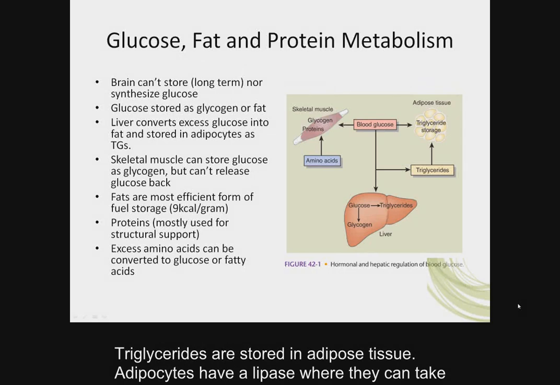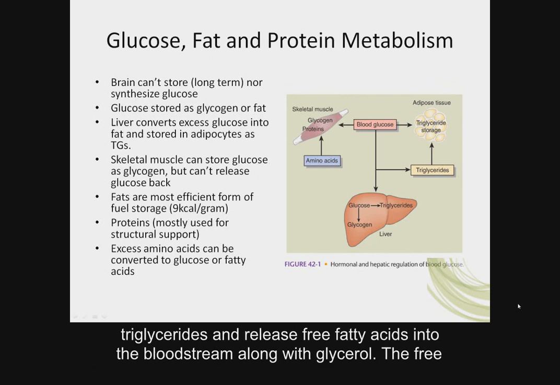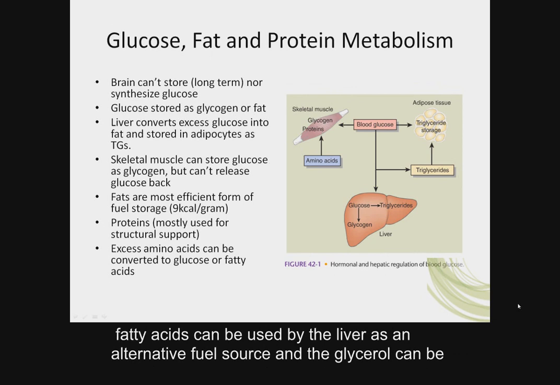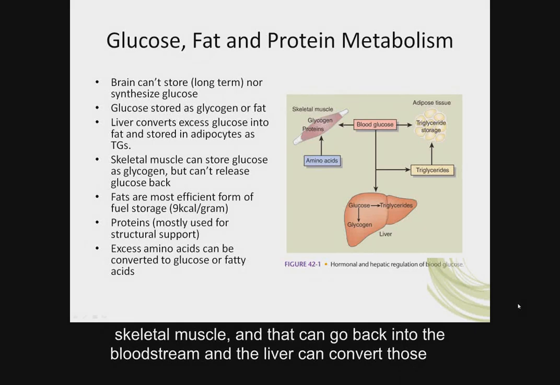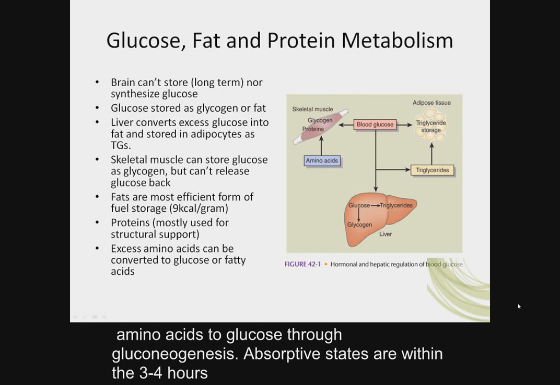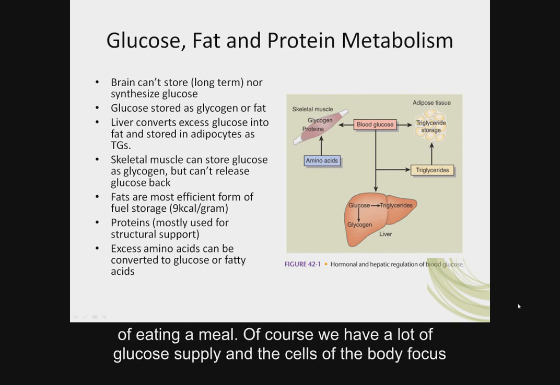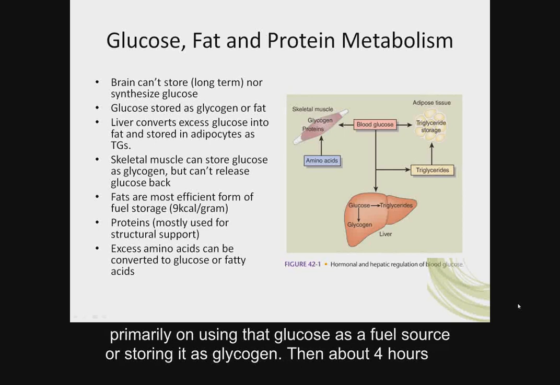Adipocytes have a lipase where they can take triglycerides and release free fatty acids into the bloodstream along with glycerol. The free fatty acids can be used by the liver as an alternative fuel source, and the glycerol can be used for gluconeogenesis. Amino acids found in the skeletal muscle can be released by the skeletal muscle into the bloodstream, and the liver can convert those amino acids to glucose through gluconeogenesis. Absorptive states are within the 3 to 4 hours of eating a meal. Of course, we have a lot of glucose supply, and the cells of the body focus primarily on using that glucose as a fuel source or storing it as glycogen.